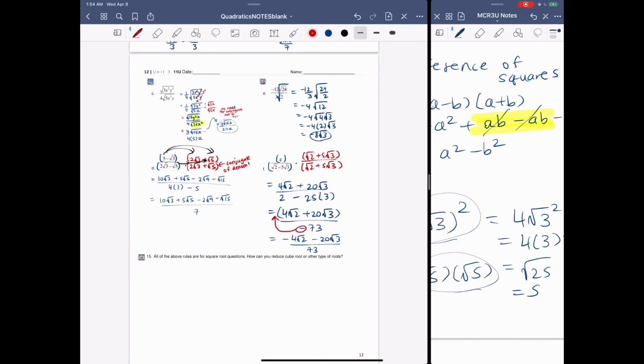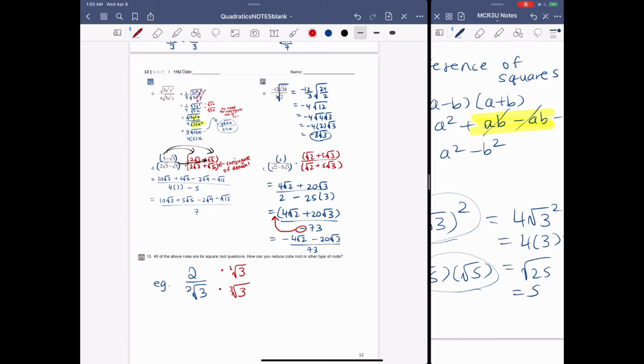Last part. All the above rules are for square root questions. How can you reduce cube roots or other types of roots? So if I had 2 over cube root 3, how would you get rid of the radical on the bottom? You would do the same thing, same idea. You're going to multiply by cube root 3, multiply by cube root 3. Well, actually, if I do it just like that, is it going to work out?